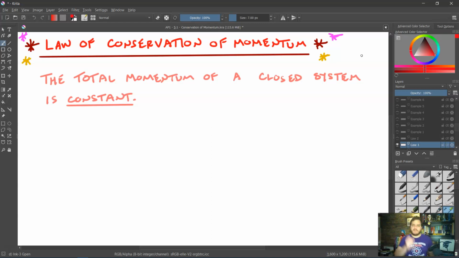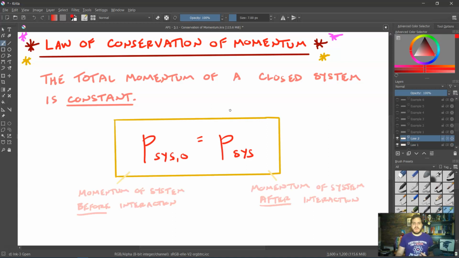It tells us that the total momentum of a closed system is constant. And specifically, if we write that in equation form, we would say P system naught is equal to P of the system. In other words, the momentum of the system before some sort of interaction should equal the momentum of the system after whatever this interaction is. It can be a collision, an explosion, a force being applied, whatever, as long as the system is closed.